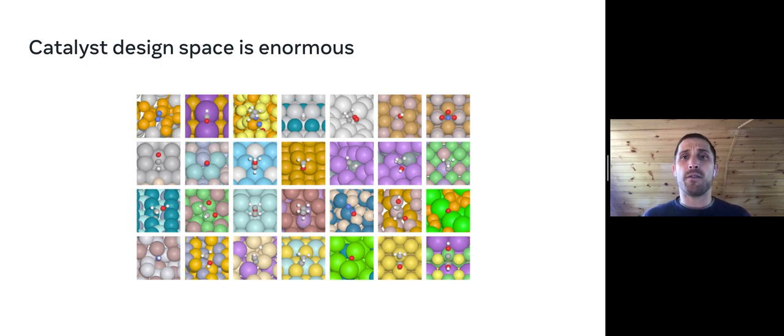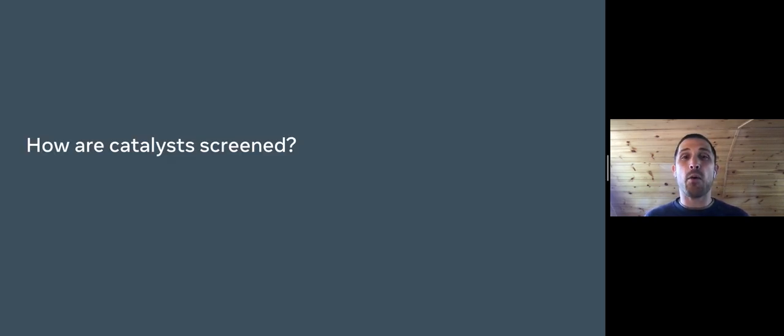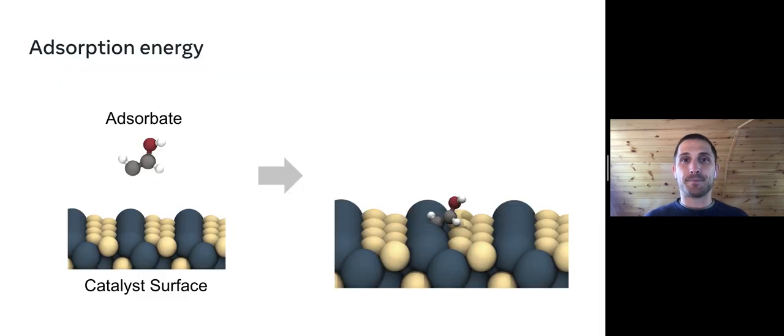One of the difficulties with finding new catalysts is that the number of candidates is huge. It's far too large to test experimentally, so computational screening has begun to play a critical role in the design process. But how are catalysts actually screened?